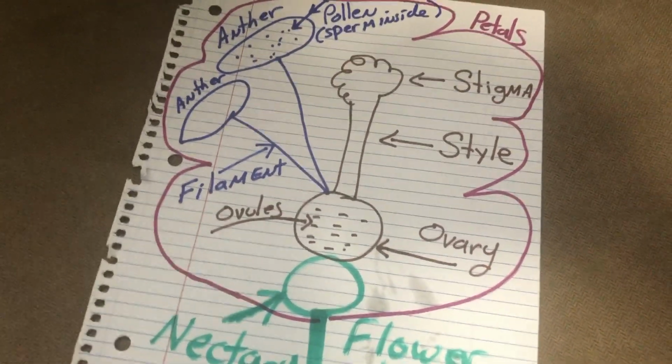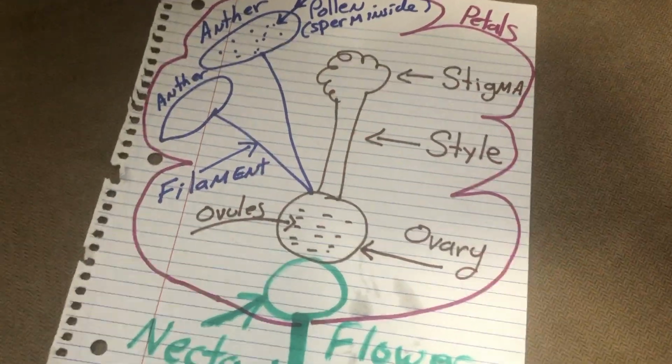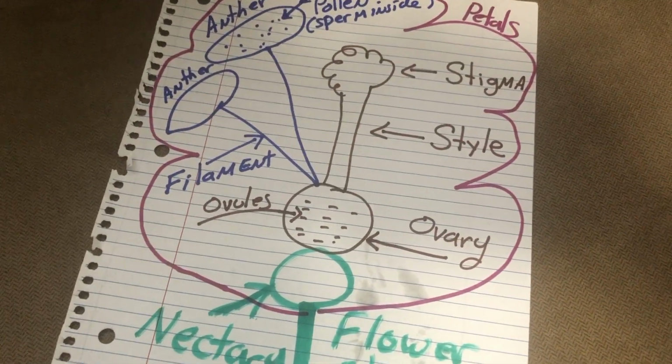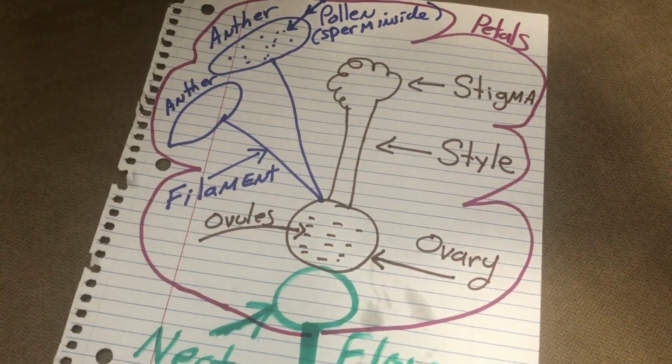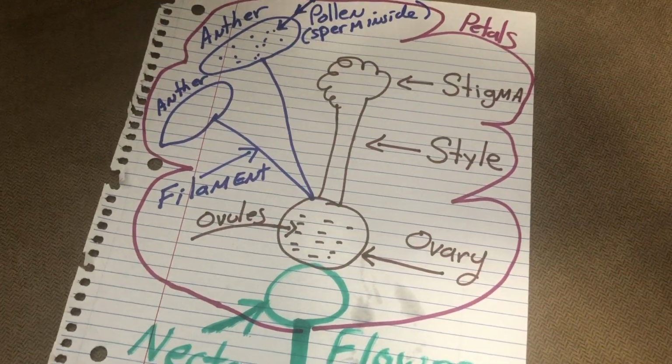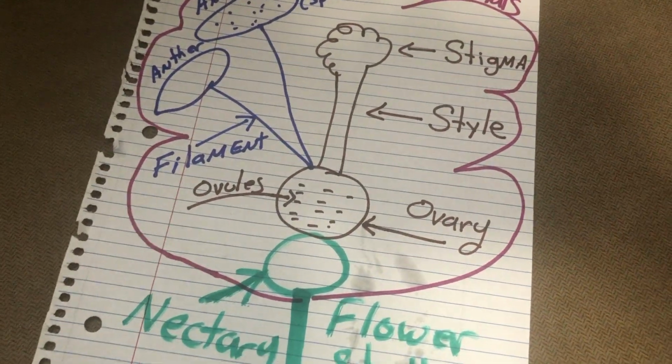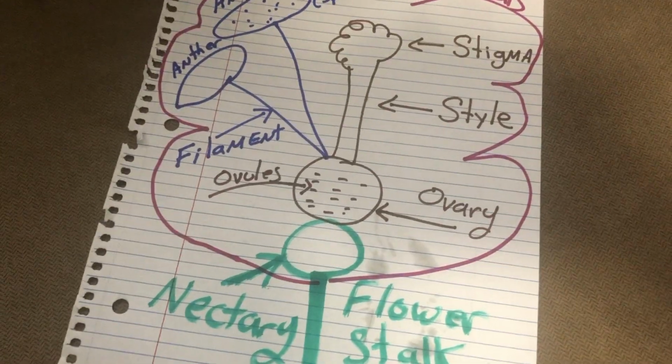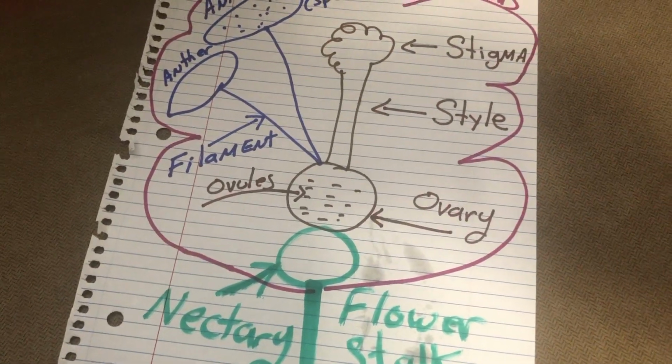And after a while, an animal or the wind comes and takes the seeds away and plants them where they can grow into another tree, shrub, bush, plant of any kind, which can have its own flowers and its own seeds when it grows up. And that, my friends, is the story of how seeds are made.